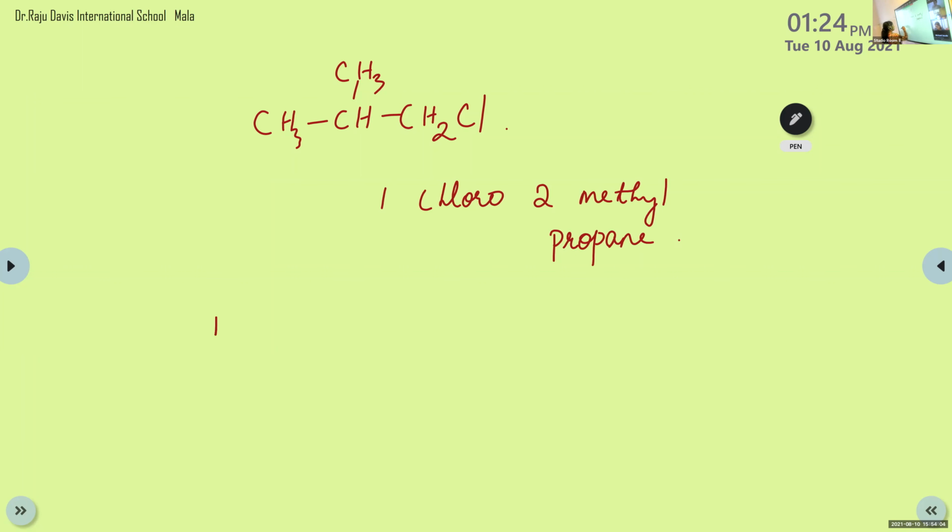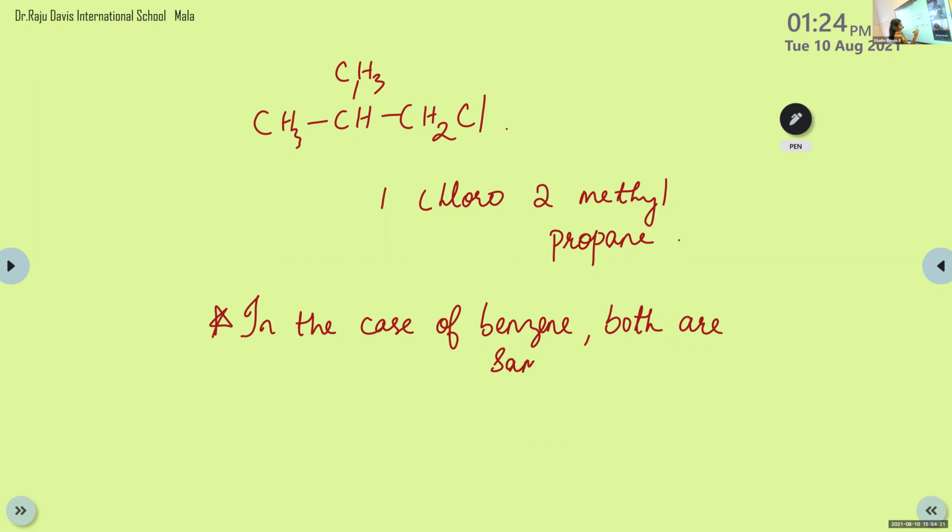And you have to note one point. In the case of benzene or aromatic compounds, both the common name and chemical name are the same. Okay. In the case of benzene, both are the same. So we will write the name of the halogen first. It is followed by benzene. Okay. That means halo substituted benzene.